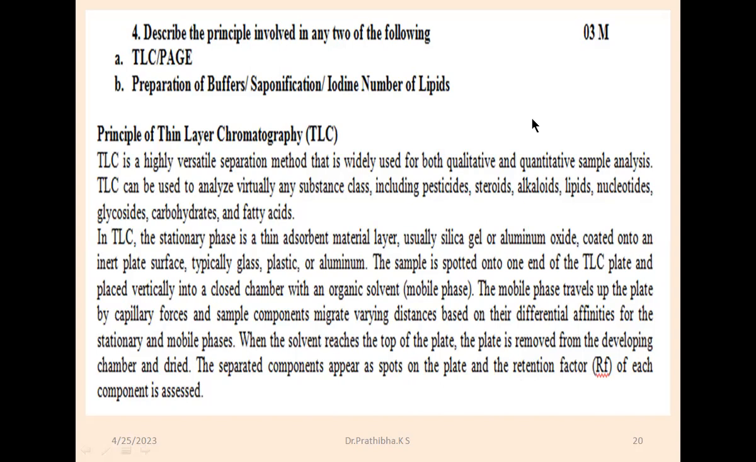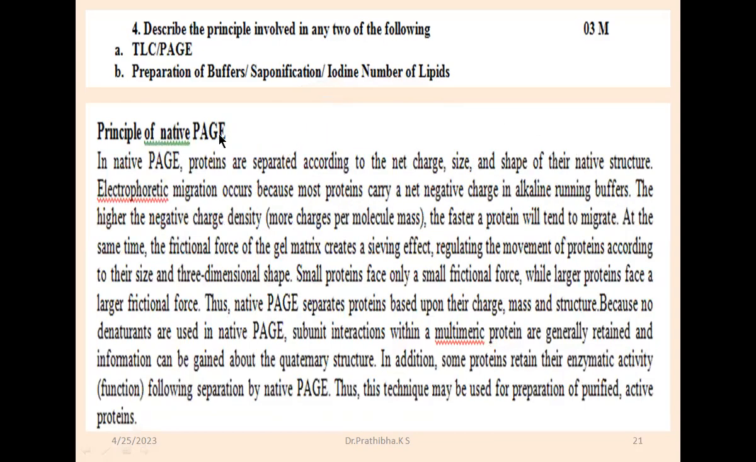Okay, and the next one here, principle of native PAGE. Okay, so PAGE this much if you write, that is more than enough. Write the full form and write further information about the PAGE principle and the purpose, everything.